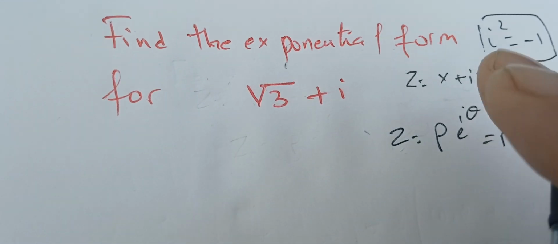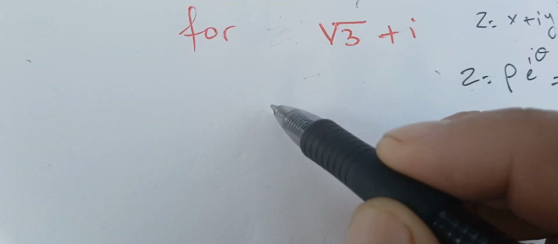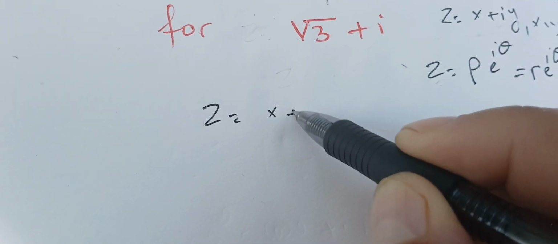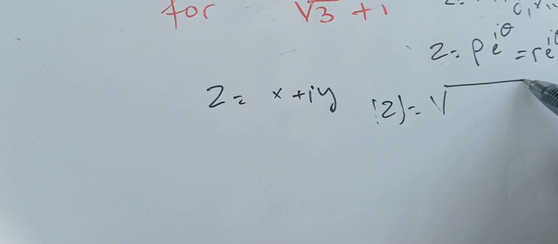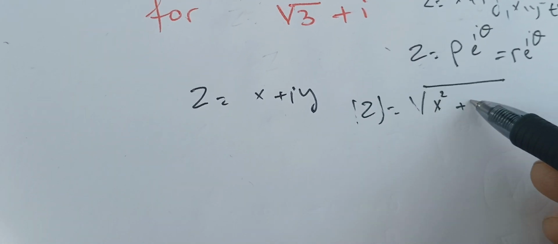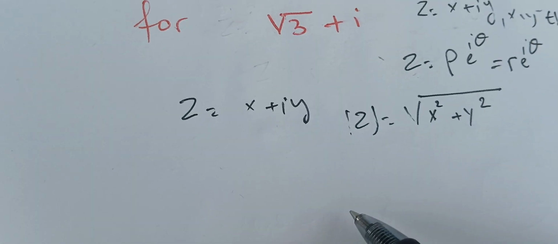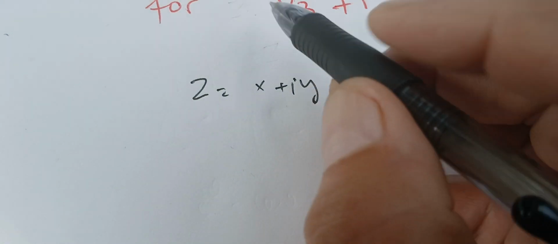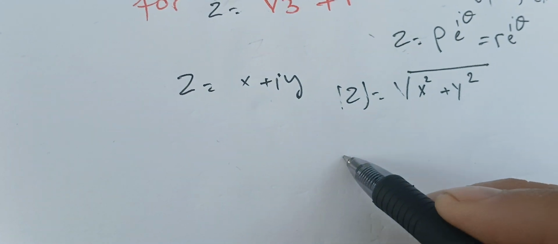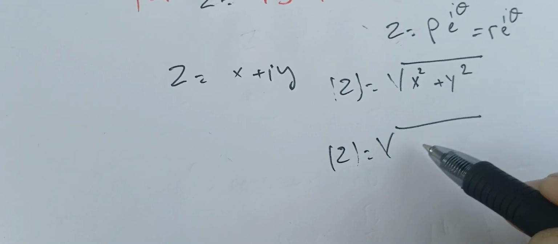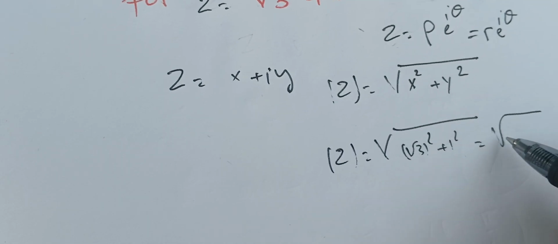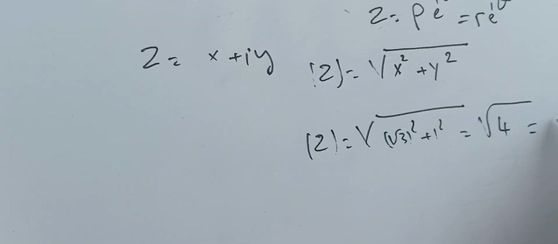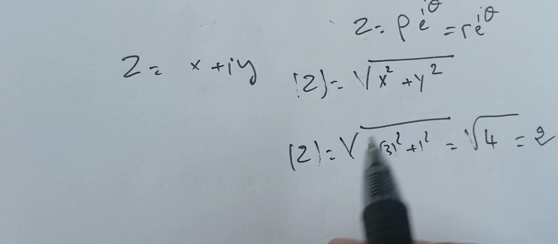Remember that if we have a complex number z = x + iy, its norm is the square root of the real part squared plus the imaginary part squared. In our case, if we call this our z, then the norm of z is going to be the square root of 3 squared plus 1 squared, which is 3 plus 1, which is 4. That means the norm is 2.